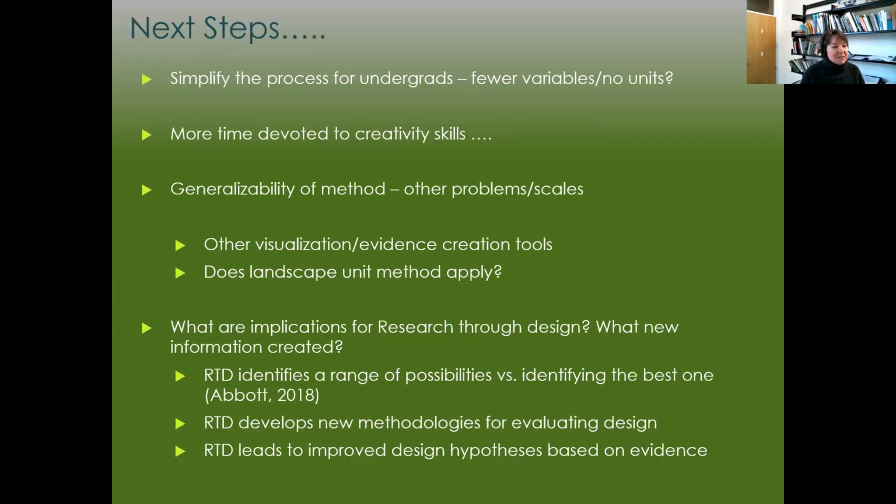So next steps is to simplify the process for undergrads. Should we have fewer variables, or not use the landscape unit method, and maybe just focus on the modeling? We need more time devoted to creativity skills and making the process a bit more fun. I think it was a bit intense and hard work and not enough fun, which is expected, especially when they come from other studios, where they have fun generating all these ideas with no evidence.